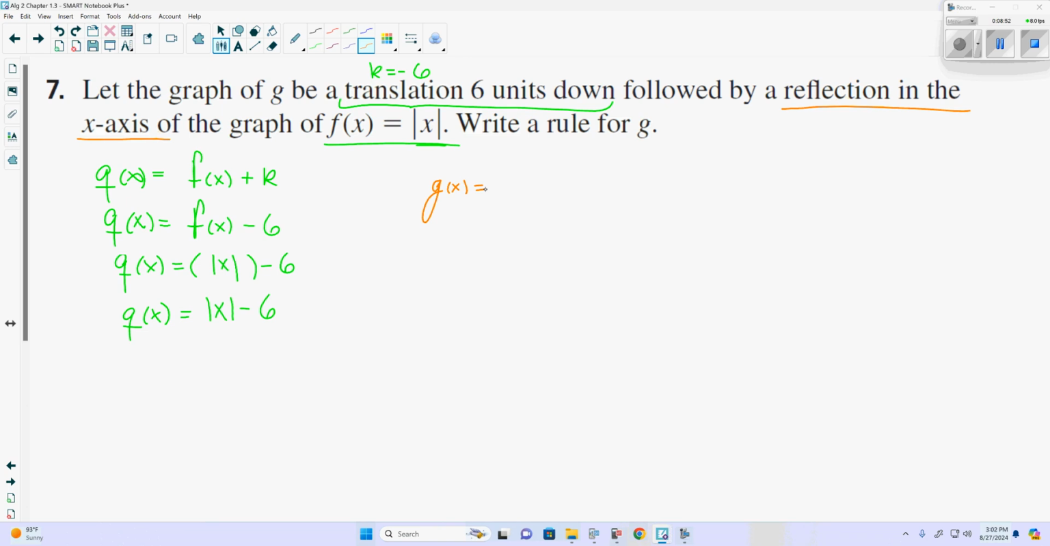So our translation of 6 units down is done. We want to follow that up by a reflection in the x-axis. So the general form for reflection in the x-axis is negative f of x. But we're not applying it to f of x anymore. This time we're applying it to q of x. So we would say that g of x is equal to negative q of x. Again, f of x, g of x, they're just different ways to name these functions.